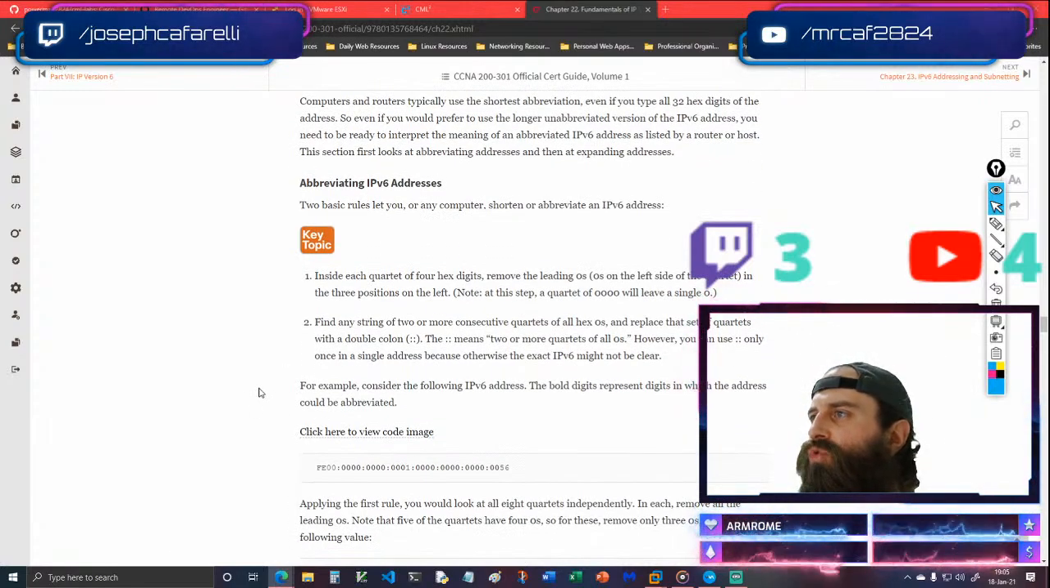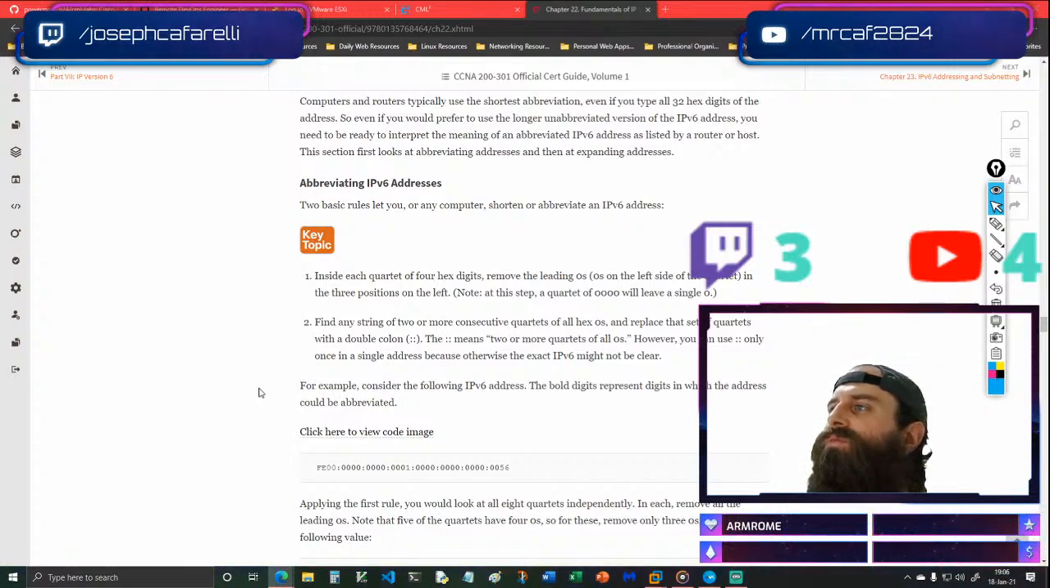Find any string of 2 or more consecutive quartets of all hex zeros, and replace those sets of quartets with the double colon. That means the double colon stands for 2 or more quartets with all zeros. However, you can use the double colon only once in a single address, because otherwise the exact IPv6 address might not be clear.